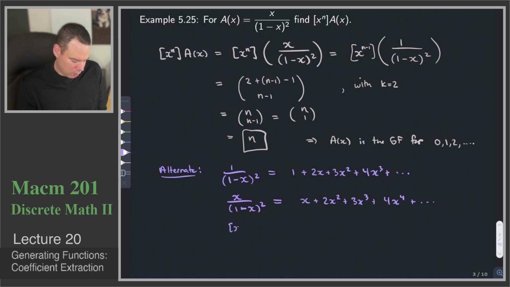I'm interested in the coefficient of x to the n of x over 1 minus x all squared. What is that? Well, I look at what I have here. The coefficient of x to the 1 is 1. Coefficient of x to the 2 is 2. Coefficient of x to the 3 is 3. X to the 4 is 4. Oh, even the coefficient of x to the 0 is 0 because there's a 0 sitting out there. So I see that the coefficient of x to the n is n. And so we get the same answer. In this case, I just worked with the series itself.